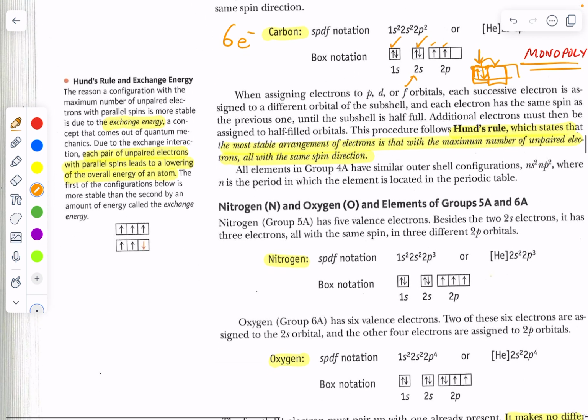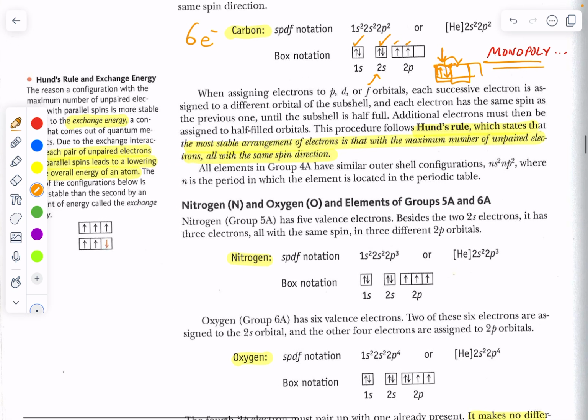Now, this is called Hund's rule. Hund's rule states that the most stable arrangement of electrons is that with the maximum number of unpaired electrons. In other words, it's more stable to have unpaired electrons when you have available orbitals than to pair them up with their mutually repulsive charges and have empty orbitals as well. So that is Hund's rule. You should know that name.